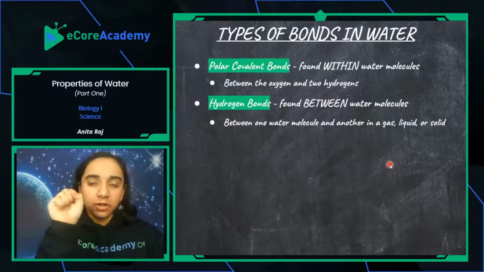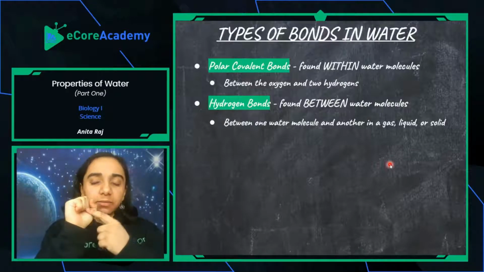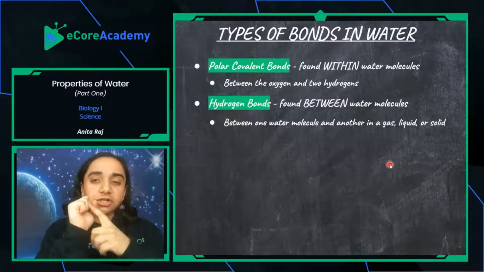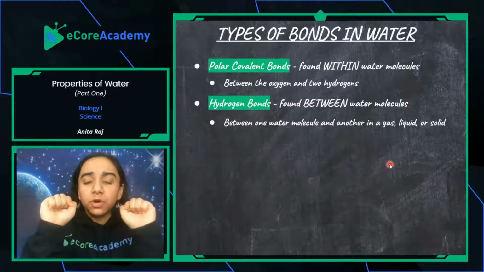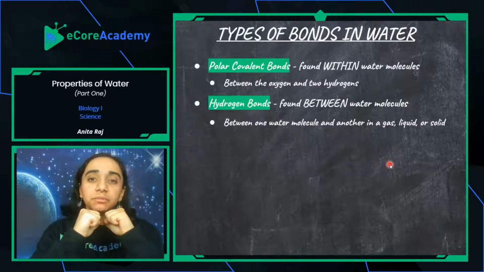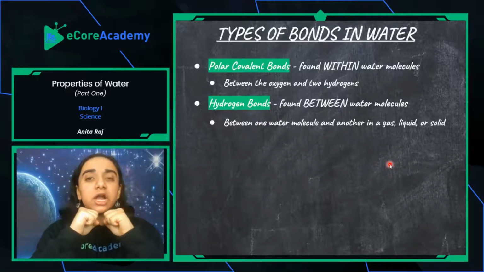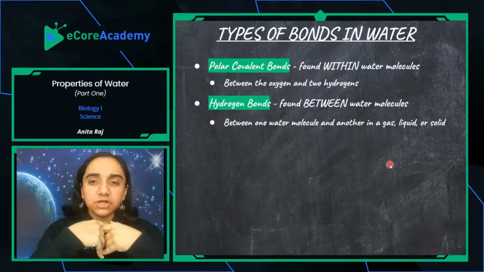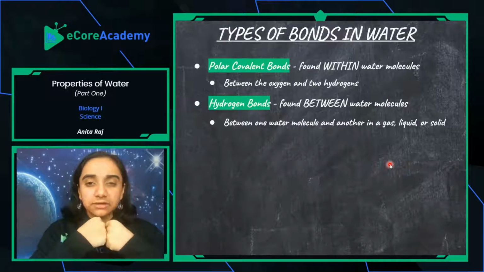So if this is water molecule A, I have a polar covalent bond between my first hydrogen and my oxygen, and my second hydrogen and my oxygen. But if I have another water molecule B, these 2 water molecules will be attracted to each other because of these things that we're calling hydrogen bonds. So hydrogen bonds are what make 2 water molecules attracted to one another.